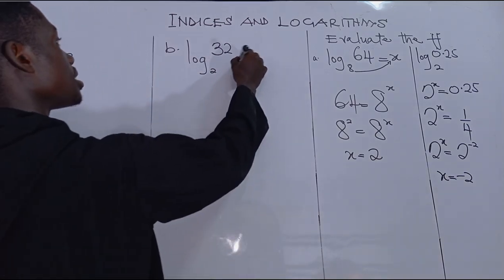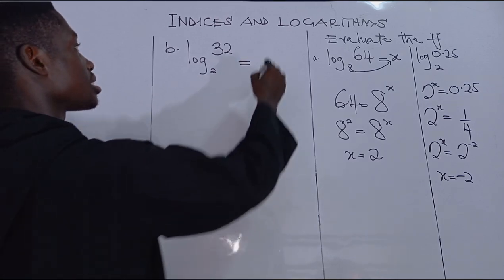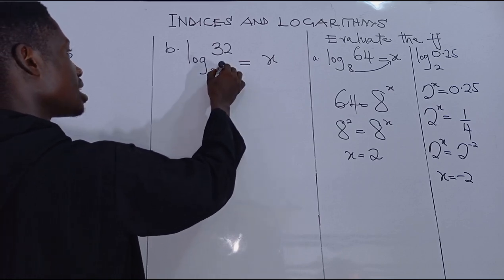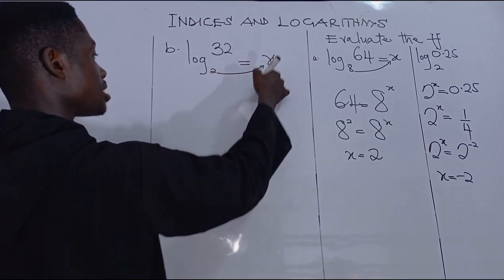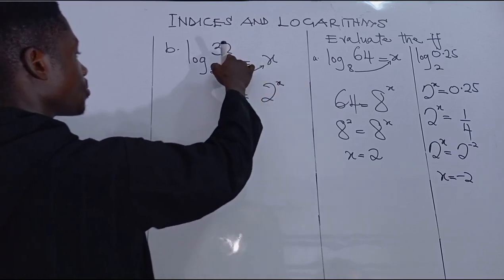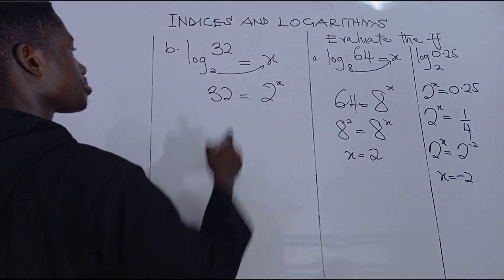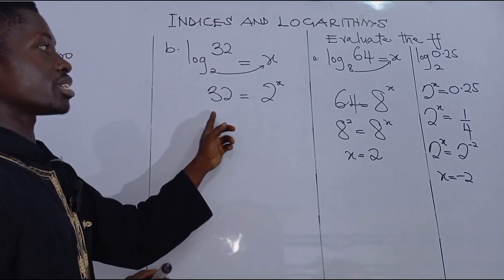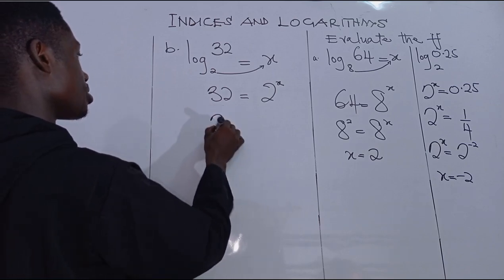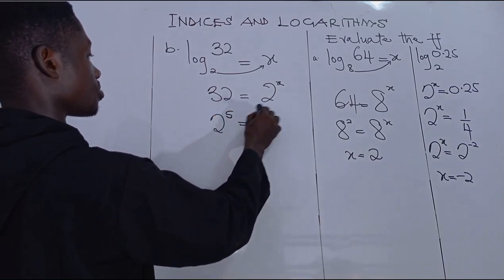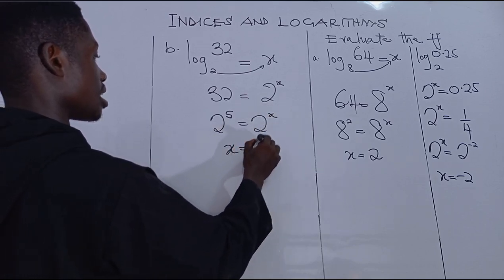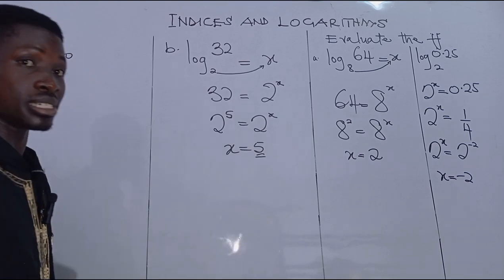So we can equate this to any variable at all. So let's say the variable x, we express this in an indicial form where the base of the logarithm will move and become the base of the x. So we have 2 raised to the power x. We are left with what? 32. Now I want the bases on either side of the equal sign to be the same. So we can write 32 as what? 2 raised to the power 5. So we have 2 raised to the power x. Once the bases are the same, we equate their exponents, as easy as A, B, C, D.